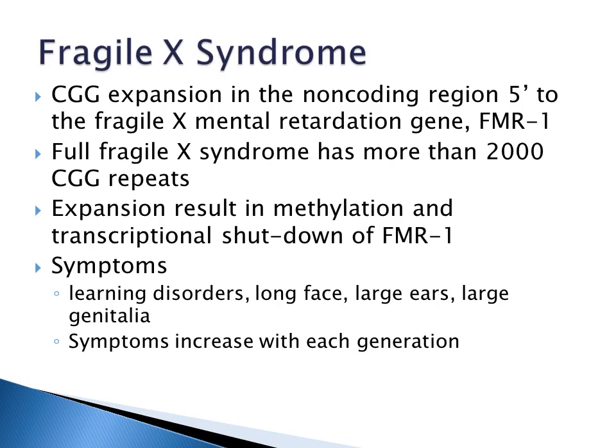Full Fragile X syndrome has more than 2,000 CGG repeats. Expansion results in methylation and transcriptional shutdown of the FMR1 gene. Symptoms include learning disorders, a long face, large ears, and large genitalia, and symptoms usually increase with each generation.